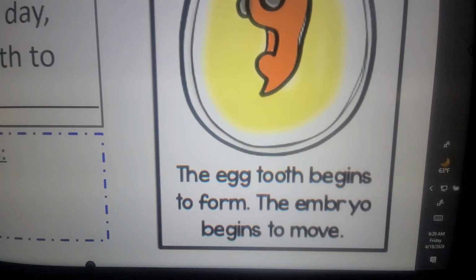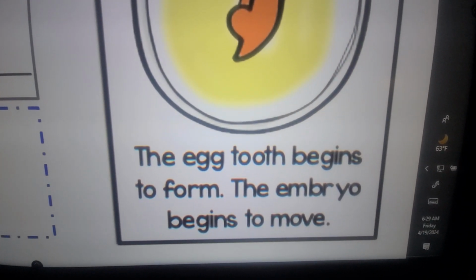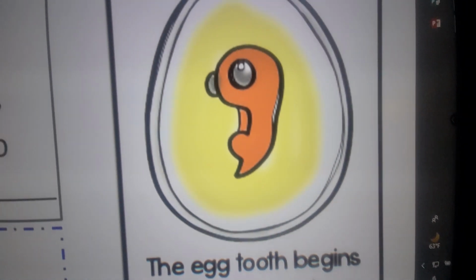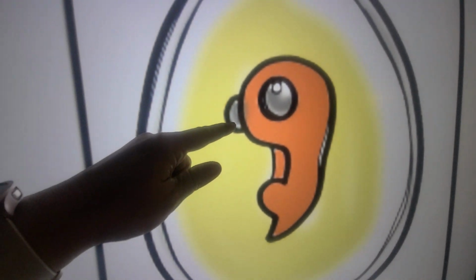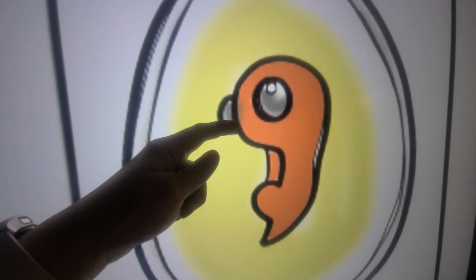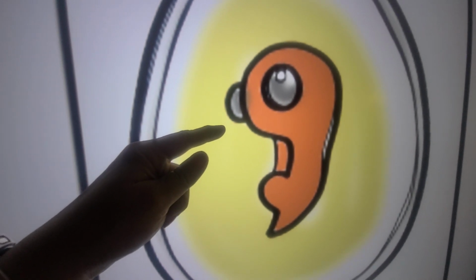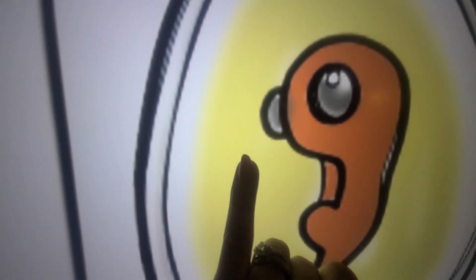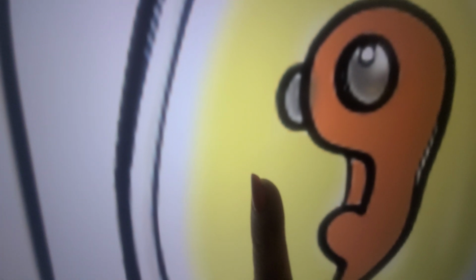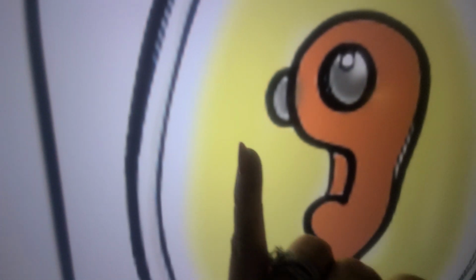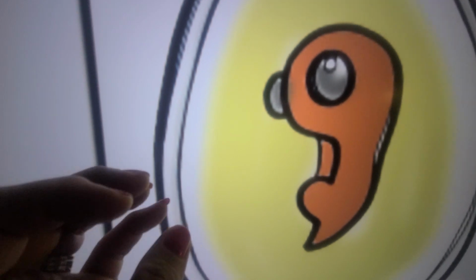So on day 6, the egg tooth begins to form, the embryo begins to move. On the very tip of the beak, now this is his eyeball, I'm just pointing there, but when he grows his beak, on the very, very tip of his beak, he's going to have this tiny little bitty stick sticking up. And that's what they call an egg tooth. It kind of just looks like the tip of a toothpick.